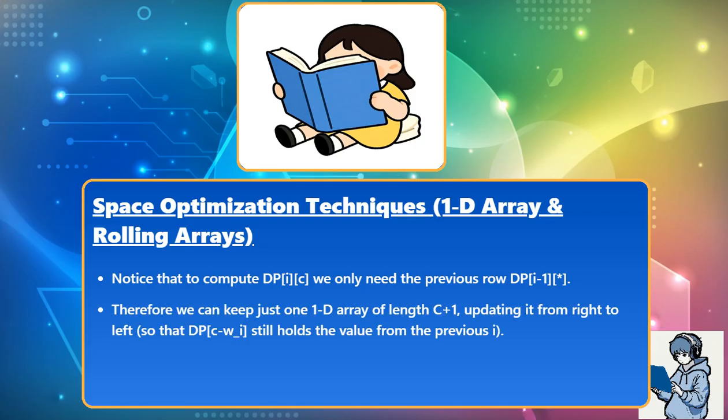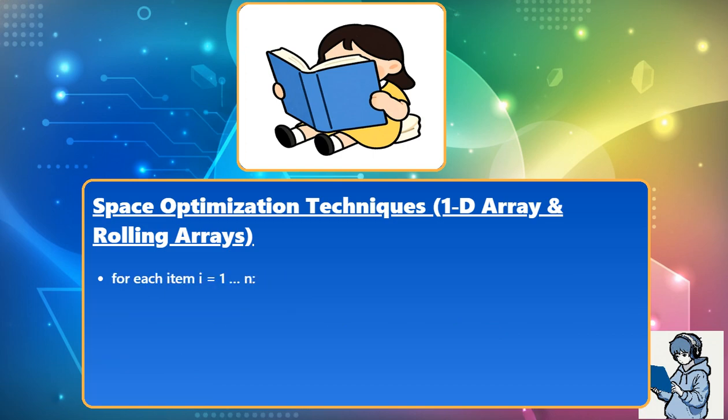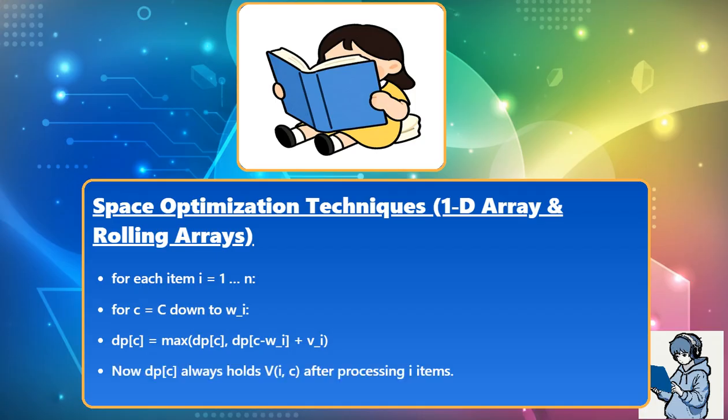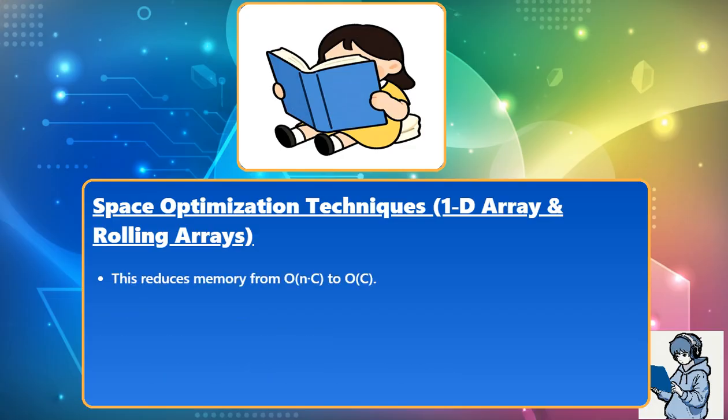Therefore, we can keep just one one-dimensional array of length c plus 1, updating it from right to left so that dp[c - wi] still holds the value from the previous i. Pseudocode: let dp[0..c] equal 0. For each item i equals 1 to n, for c equals c down to wi, dp[c] equals the maximum of dp[c] and dp[c - wi] plus vi. Now dp[c] always holds V(i, c) after processing i items. This reduces memory from big O of n times c to big O of c.